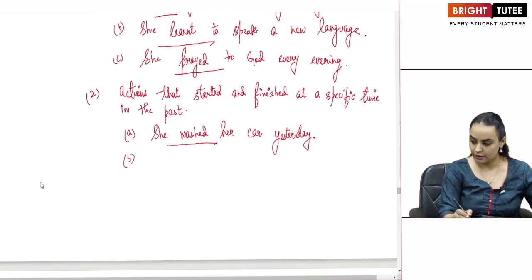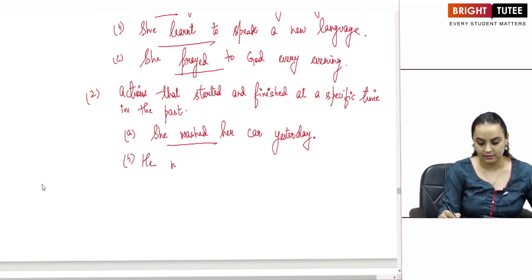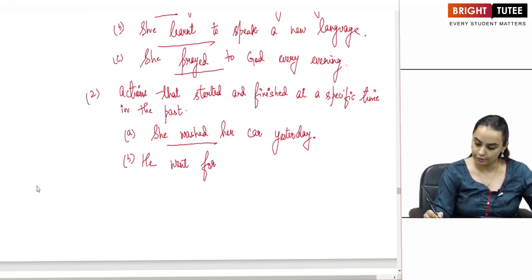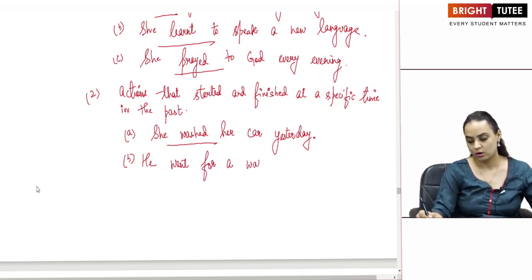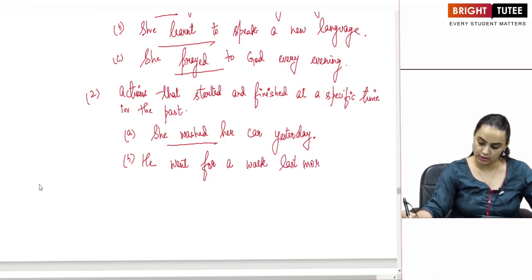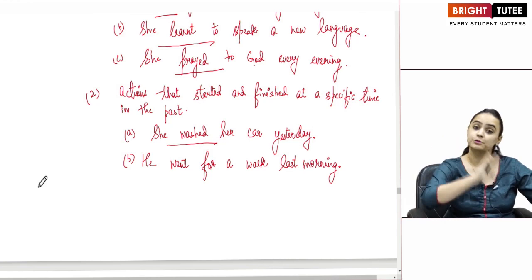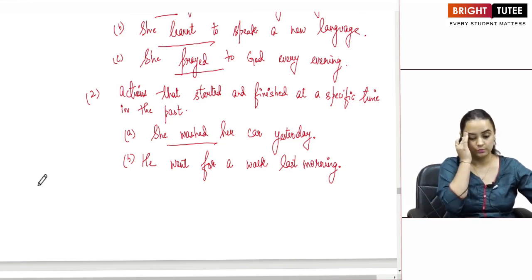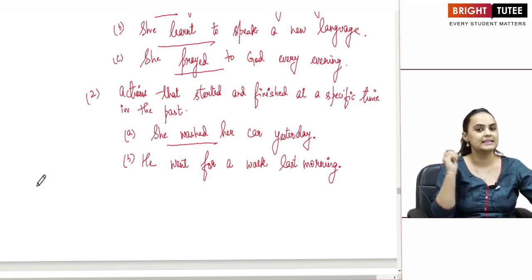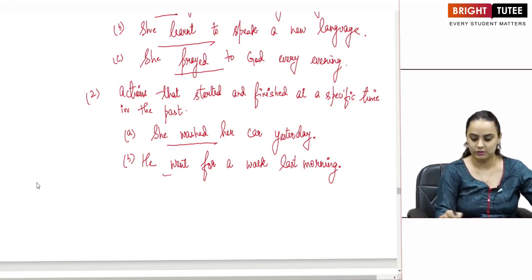If I give you another example, he went for a walk last morning. So when did he go for a walk? Last morning. So this action also began in the past and it ended in the past only. So we use the simple past tense for this.